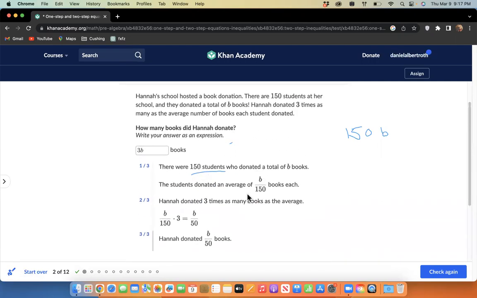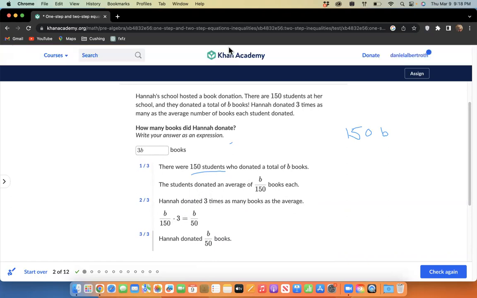Okay, so 150 students donated a total of B books. The students donated an average of B over 150. Oh, okay, B is the total. B was not the per person. Oh my goodness. So the total B over 150 is the average, and we're going to multiply that by 3, so it's 3B over 150. So if you think of it as a fraction, 150B was wrong. B was the total. If you divide that by 150, that's the average.